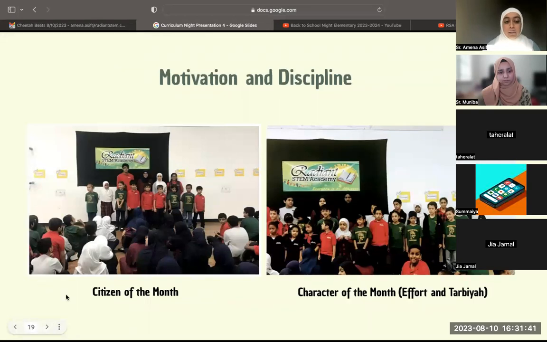For returning families and for new families, this is something we do every month. We have a tarbiyah theme of the month, like respect, cooperation, and so many others. Every month we have a theme and we look for one citizen of the month who has been the model child for that theme, followed by three tarbiyah students that are also selected who displayed that particular character trait for the month. As you can see, these are the assembly recognitions, and children love to be recognized in front of everybody. And we will share pictures when your child is recognized, inshallah.